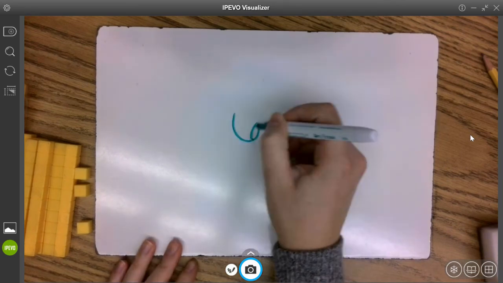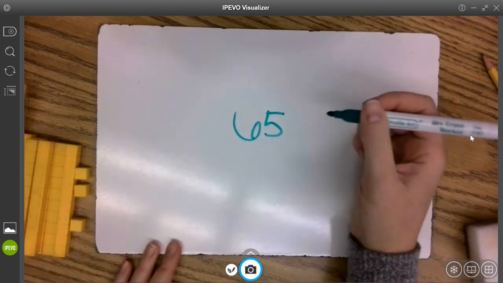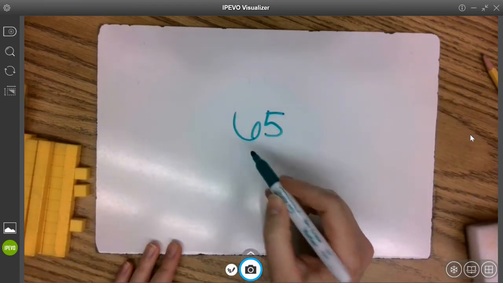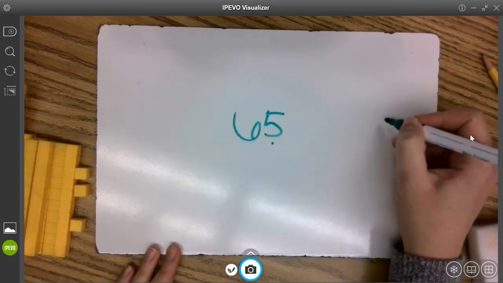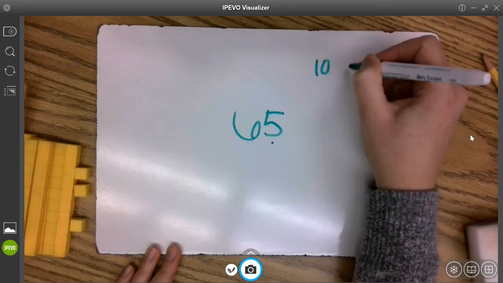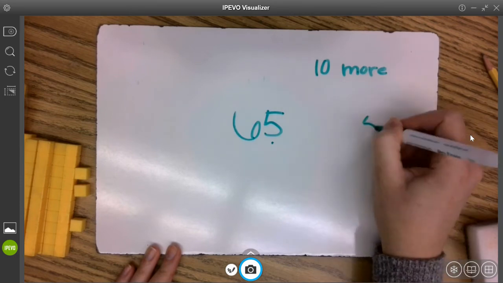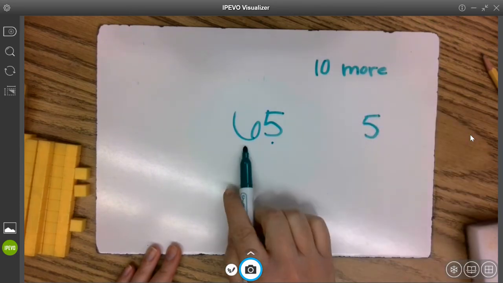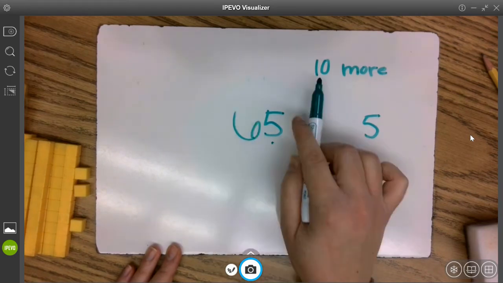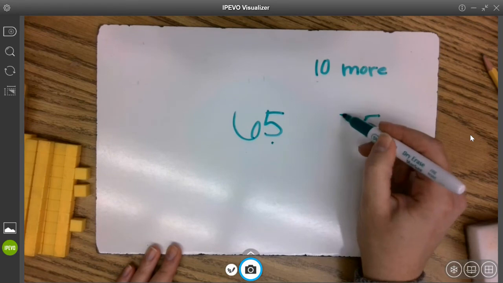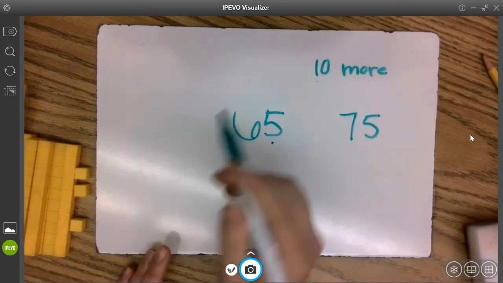I'm going to put 65 here in the middle. And if I want 10 more, what's going to change? Are my ones going to change? No, the ones stay the same. I'm going to write 10 more here. Okay, so my ones are going to stay the same. My tens, I'm going to get one group of 10 more. What's 1 more than 6? 7. So now I have 7 tens and 5 ones.